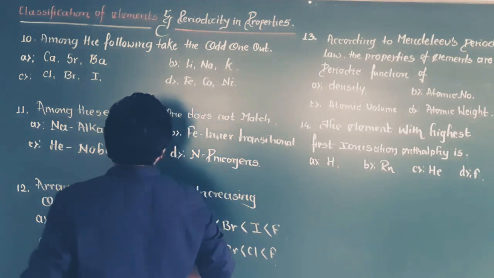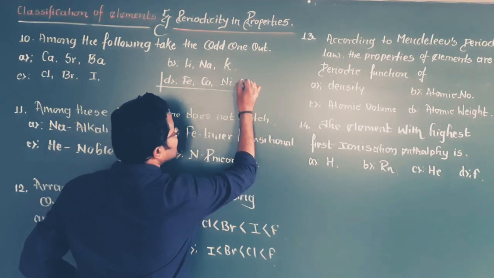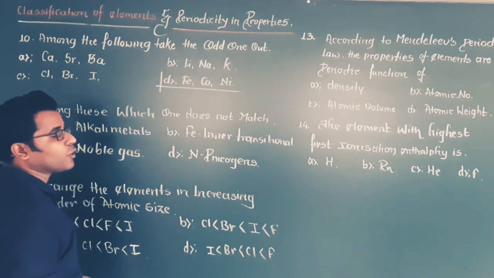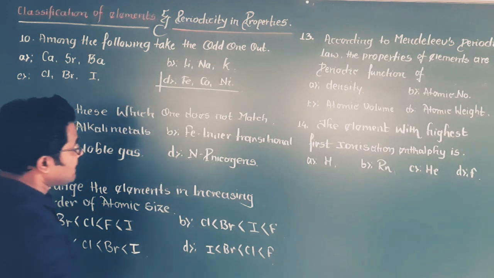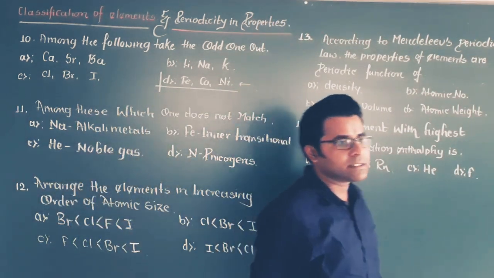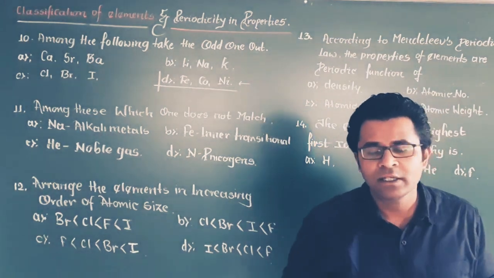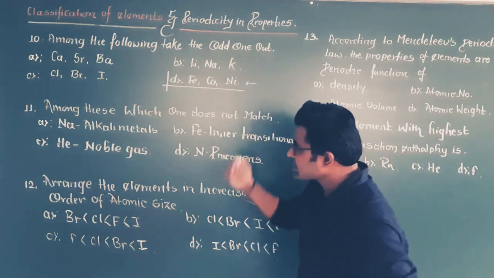Now, the odd one over here is the iron, cobalt and nickel, which does not follow the Dobereiner triad. Okay, and it is in the same period. These all 3 elements are occurring in the same period, and therefore it is not going to follow the Dobereiner triad.